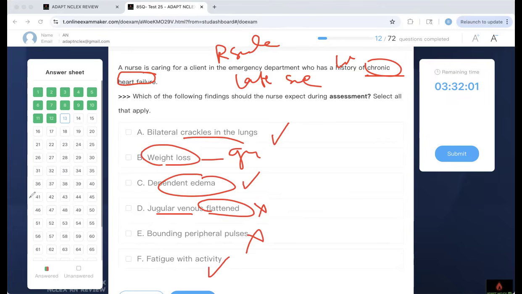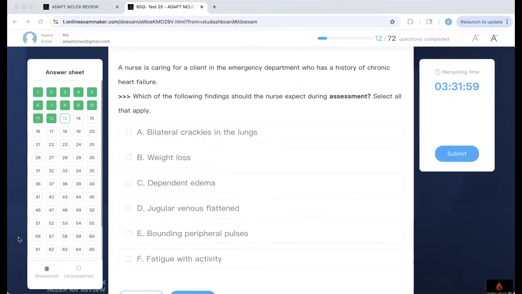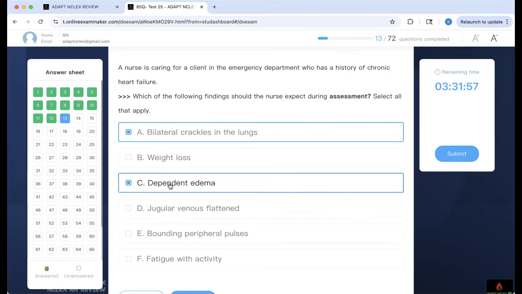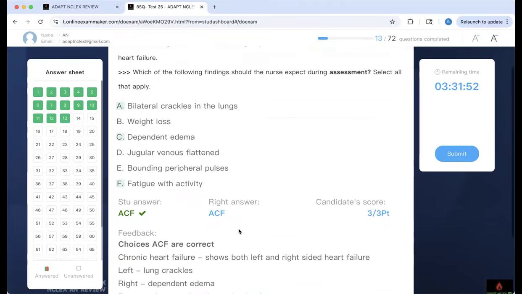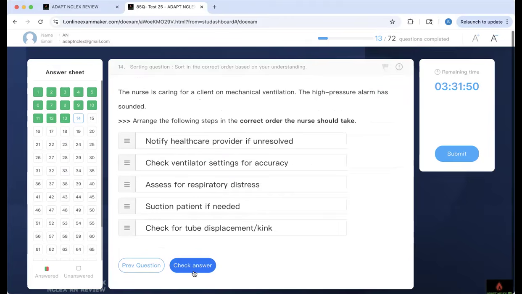Therefore, they are fatigued with activity. Therefore, which one should you expect? Crackles, dependent edema, and fatigue with activity. Those are the things you see in chronic heart failure.